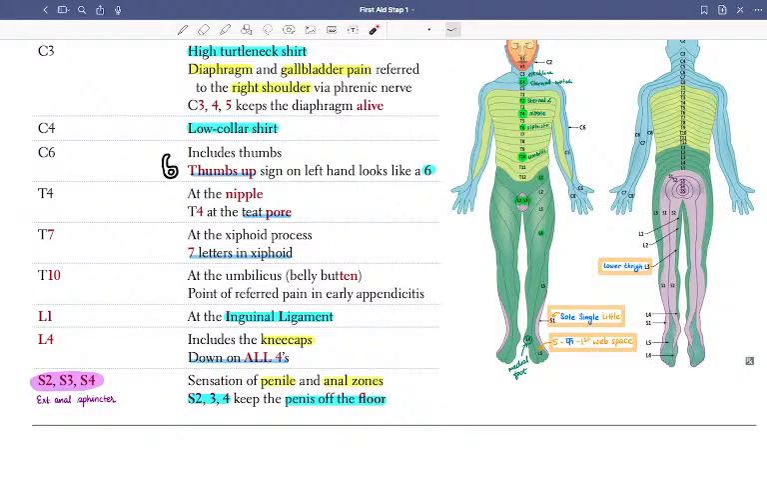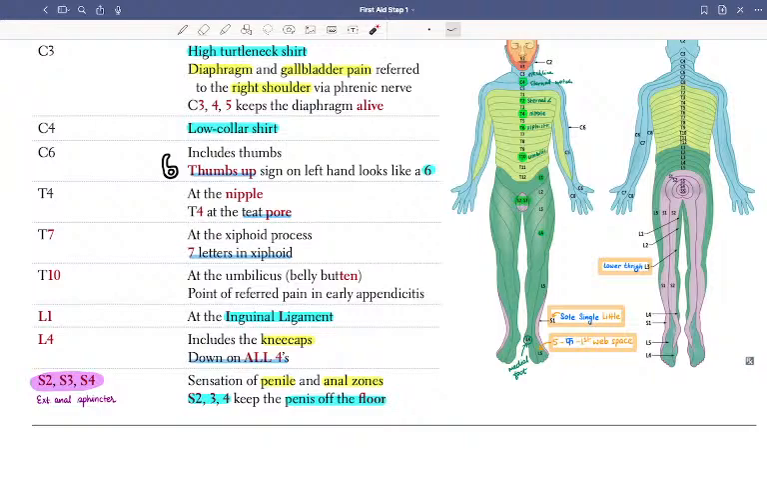Another very important one, S2, S3, S4, is also the bulbocavernosus reflex, BCR. The mnemonic was that B is the second letter, C is the third letter, and R means chaar in Hindi, so 4. So 2, 3, 4: bulbocavernosus reflex, BCR.